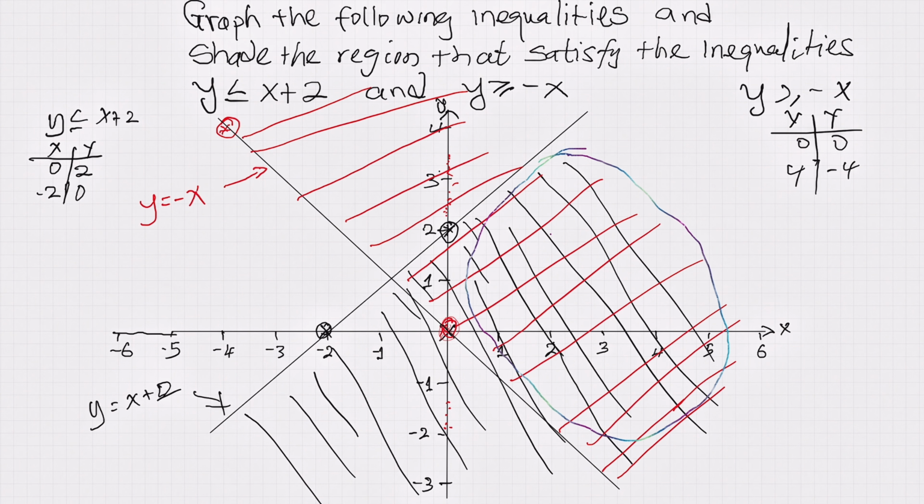Because in this section, you have y less than or equal to x plus 2, and also y greater than or equal to negative x. So those values all lie on this region. So this is the region that satisfies the inequality.